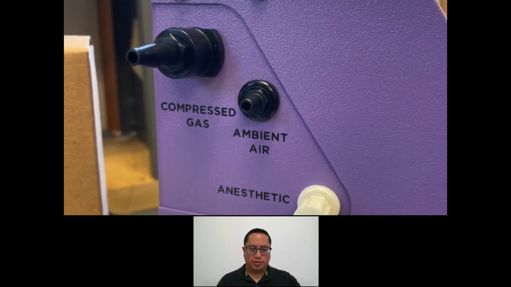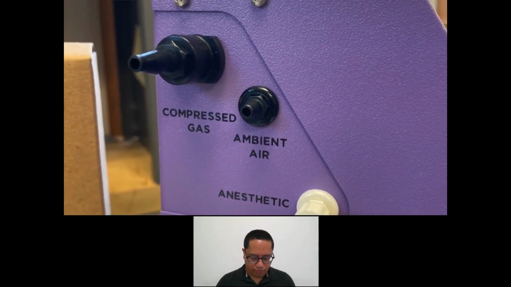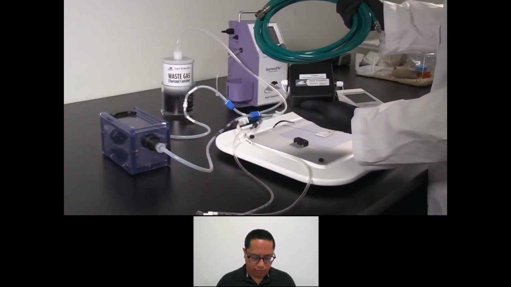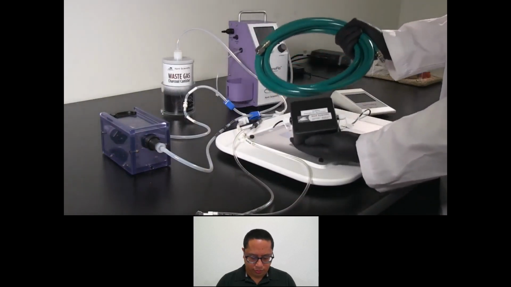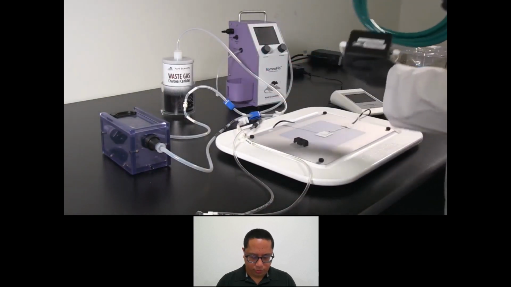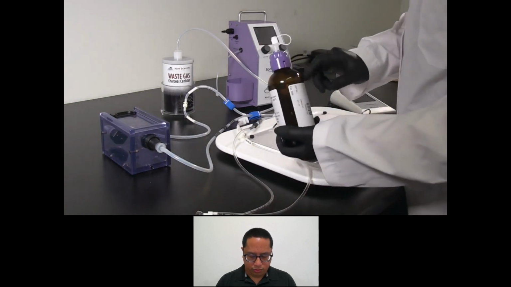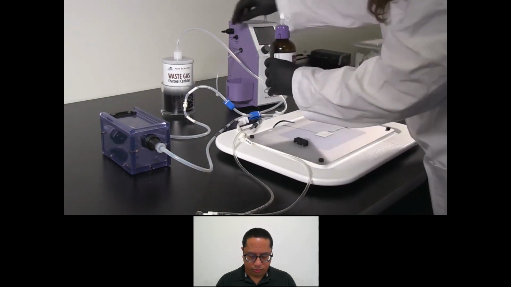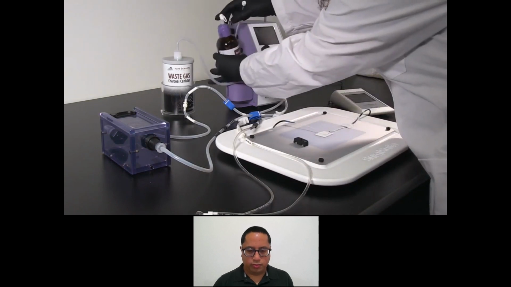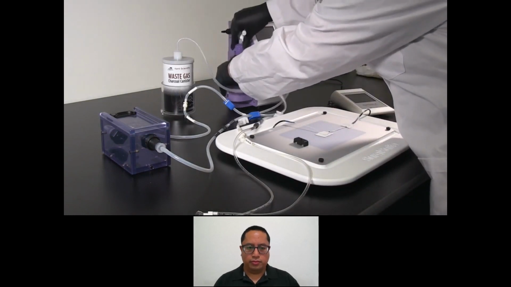If you wish to use a compressed gas source, use the compressed gas assembly to connect a pressure-regulated gas source to the SomnoFlow's compressed gas port. The inlet pressure should not exceed 15 psi. Connect the included bottle top adapter to a bottle of anesthetic. Connect the delivery tubing to the bottle top adapter and place the anesthetic bottle into the holder.